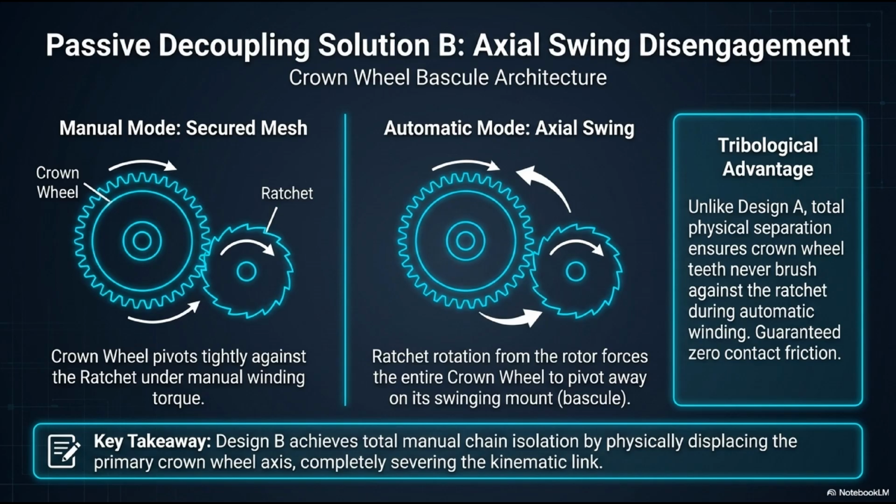Unlike Design A, where the teeth might still lightly brush against each other, Design B achieves total, absolute physical separation. The crown wheel teeth never brush against the ratchet during automatic winding. It guarantees zero contact friction, maximizing the rotor's efficiency. It completely severs the kinematic link by displacing the primary axis.